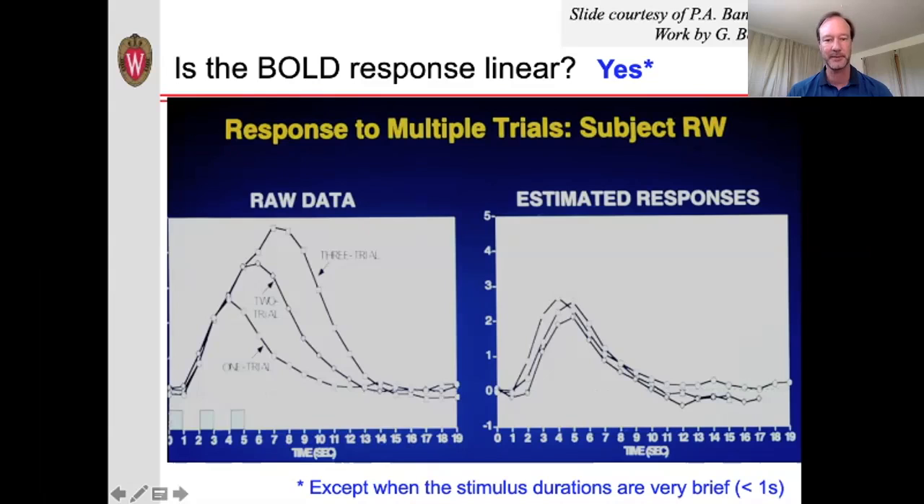Jeff Boynton also noted in this particular study that the BOLD response did appear to be somewhat nonlinear for very brief stimuli. That is, when the stimuli were less than a second in duration. What's interesting about that to me is that for years after that, whenever somebody wanted to cite a paper that showed that the BOLD response was linear, they cited his paper. And similarly, when they wanted to cite a paper that showed that the BOLD response was nonlinear, they also cited his paper. So this kind of goes to show that it's good to be very thorough in reporting your results.